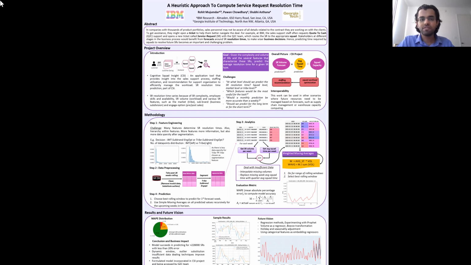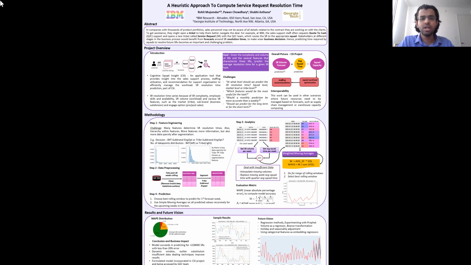More formally, the goal of this project is, given the complexity and volume of SRs and the several features that characterize an SR, how can we predict the average resolution time for a given SR type? And of course, at the outset, there are several questions one has to address before formulating a potential solution, such as, at what level should we predict the SR resolution time? Should it be at the squad level, market level, or tribe level? Which features would be the most useful for this task? Would a monthly prediction be more accurate than a weekly prediction? Should we predict for the long term or for the short term?